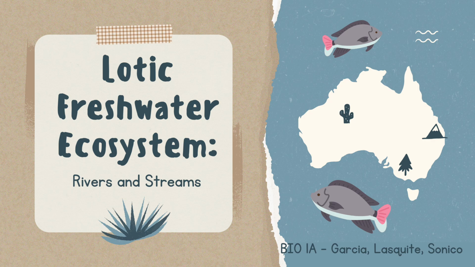So for the introductory note, Lotic ecosystems are freshwater ecosystems characterized by the continuous flow of water, such as rivers and streams. These dynamic environments play a crucial role in the Earth's hydrological cycle and support diverse aquatic life. With their flowing water, Lotic ecosystems provide essential habitats for fish, invertebrates, amphibians, and plants. They also contribute to nutrient cycling, erosion control, and water filtration.